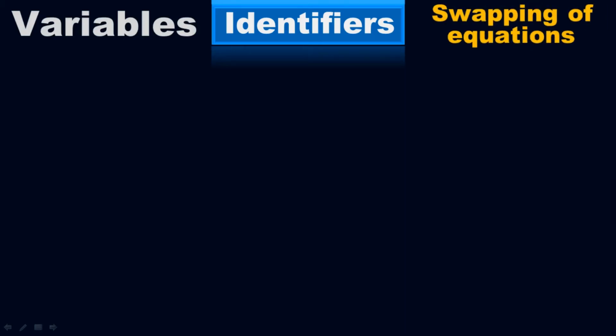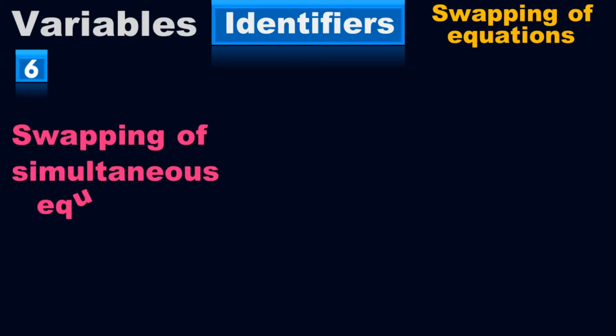Swapping of equations. How are we going to swap the equations? Let's start one example here. Example number 6: swapping of simultaneous equations. We are going to do the swapping for the simultaneous equations. If we have simultaneous equations, how are we going to swap them with each other? Let me do one example.